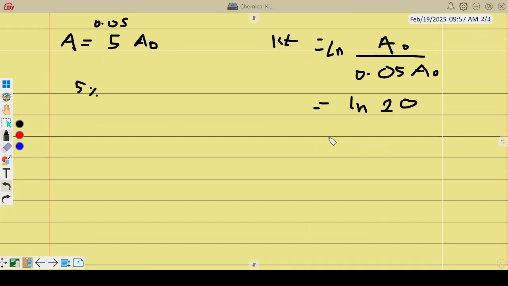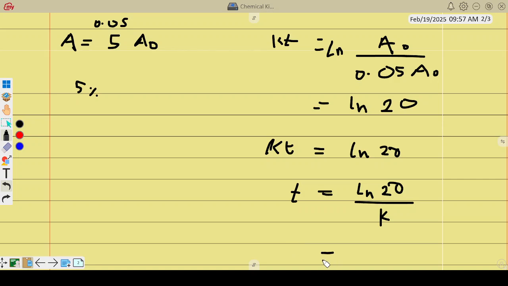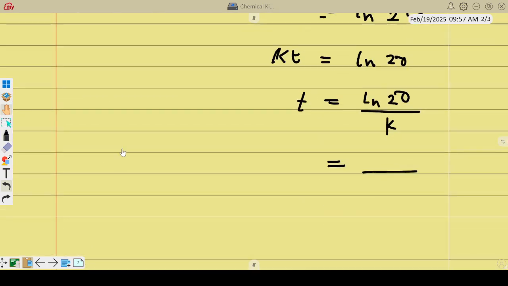So we want to find the time. So we have kt is equal to ln 20, and then, as my smart students, we are able to know that we can just write this as t equals ln 20 over k. Okay, at this point, I put this question into your hands. You can finish up. The rate constant we found, solve. So we've answered the question.